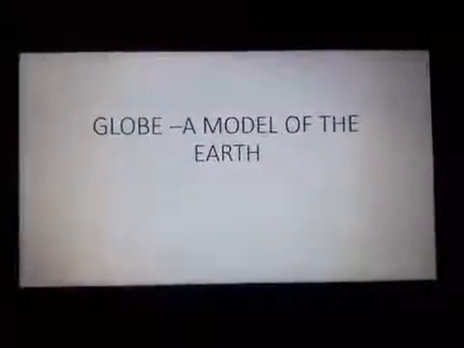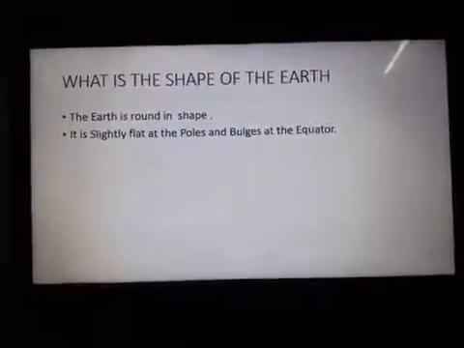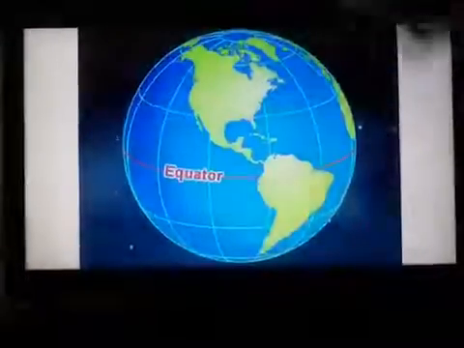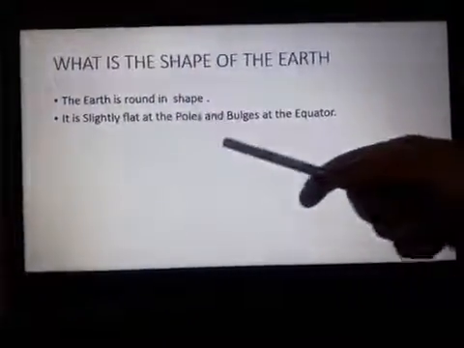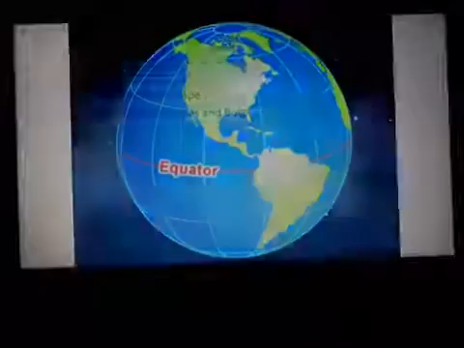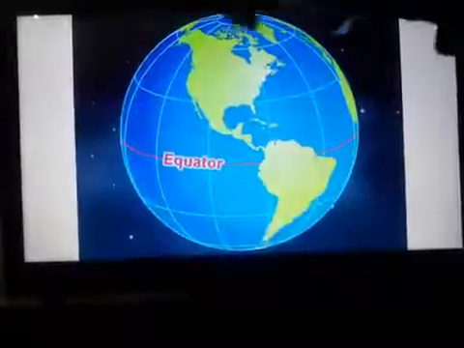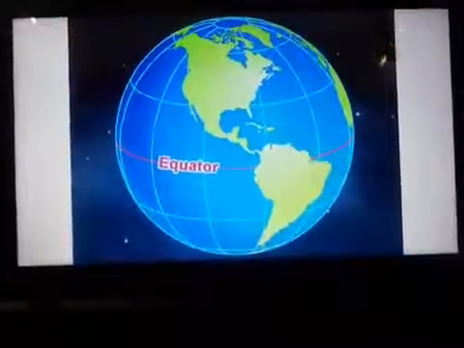So, let us recapitulate. The topic for today was globe, a model of the earth. The first point, we discussed the shape of the earth. The earth is round in shape, slightly flat at the poles and bulging at the equator. It is flat at the poles, at the surfaces, and it is bulging at the equator.